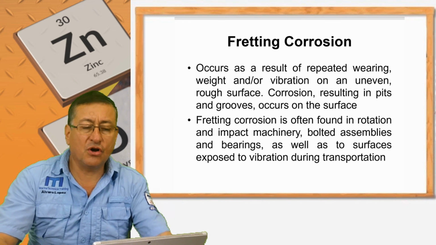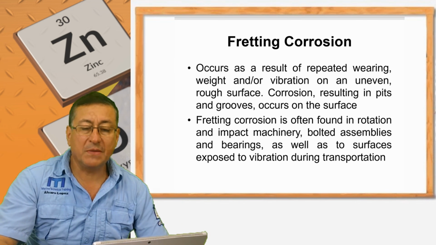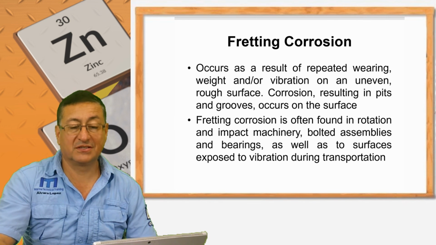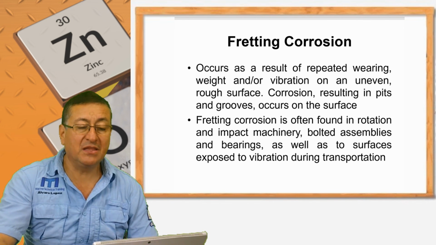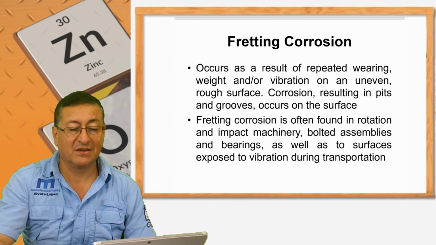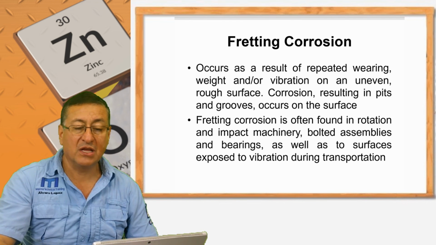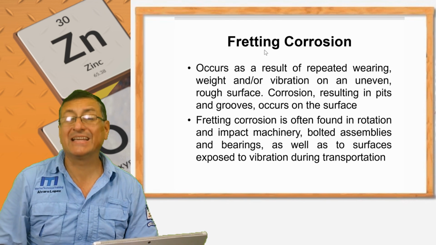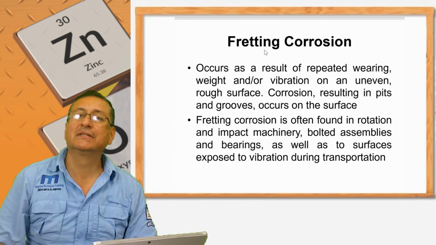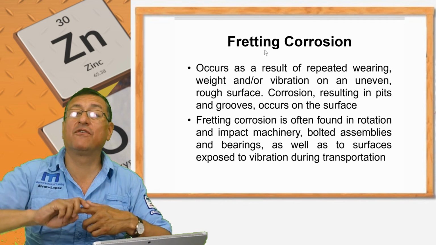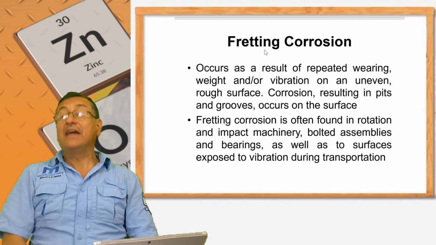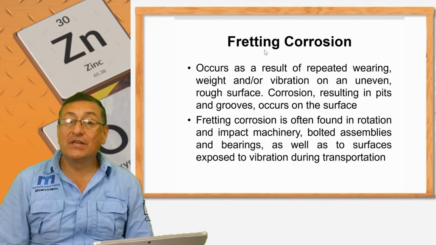Fretting corrosion occurs as a result of repeated wearing, weight, and vibration on the surface, producing pitting corrosion on the surface. Fretting corrosion is often found in rotating machinery. Stress. Torque with centrifugal force produces stress and cracks. I hope you enjoy this wonderful chapter.